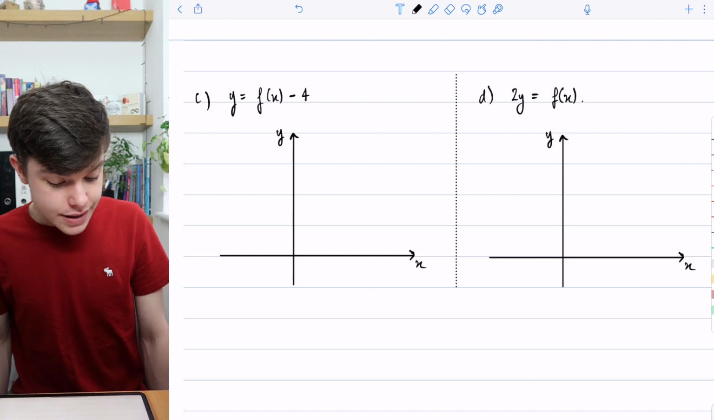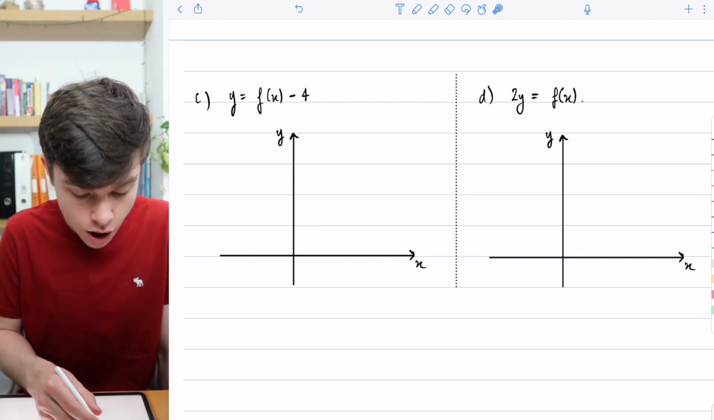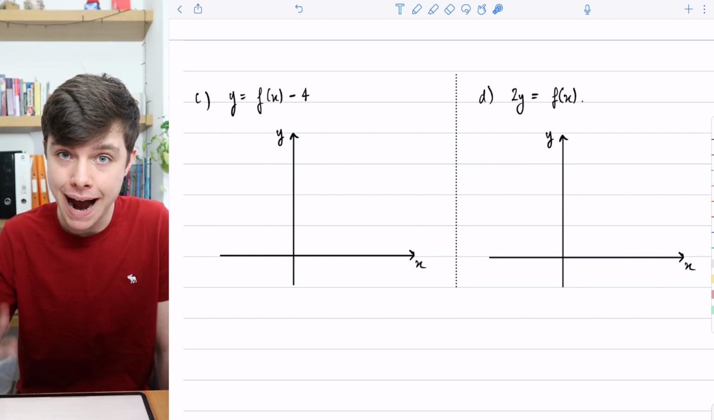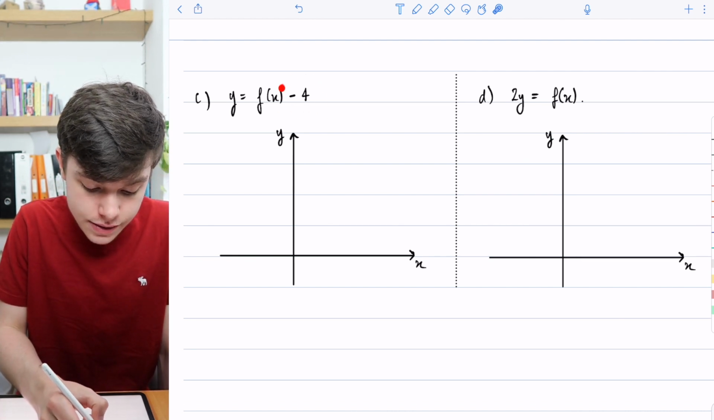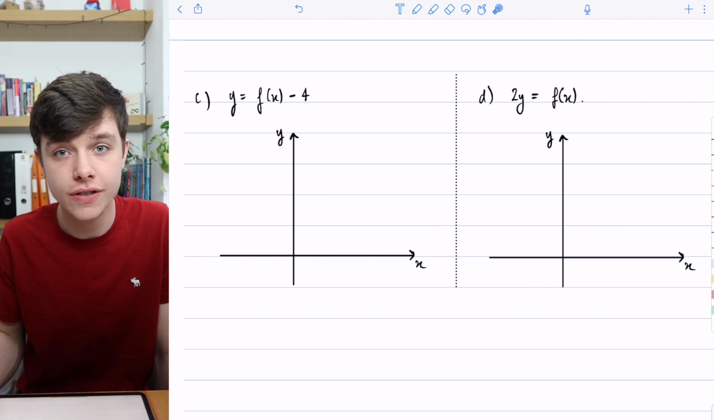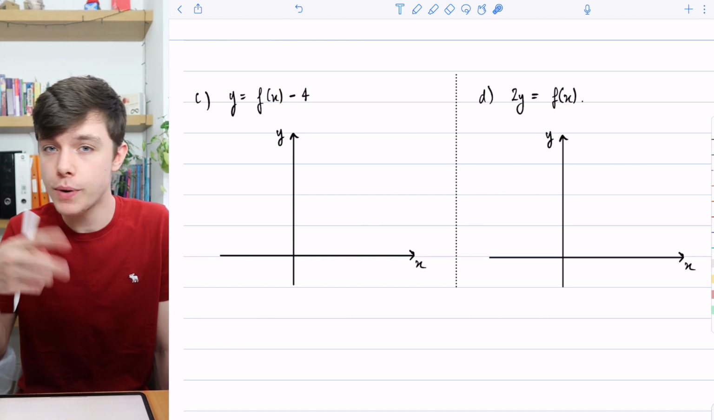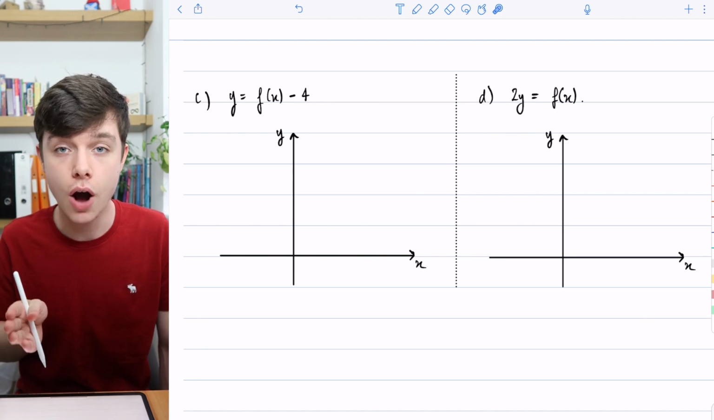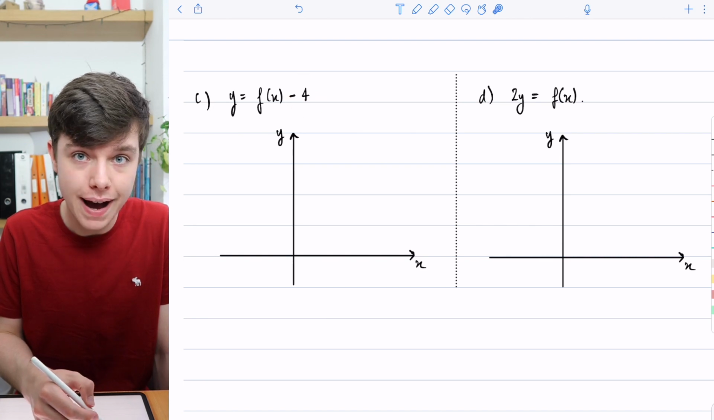Part C, we had f of x minus 4. So this time we can see the minus 4 is not inside the bracket. We've got the function, we're just doing that function and minusing 4 from it. Okay, so when it's outside the bracket here, this constant, that means it is a vertical translation, and we looked at that in a previous video. It's a minus, so we're going to be going down. We don't do the opposite sign here. If it's a minus for a vertical translation, we go in the negative direction. We're going to move all of our points down by 4.